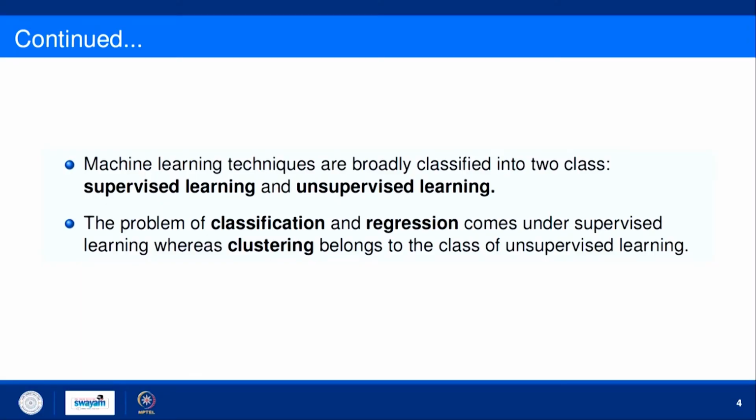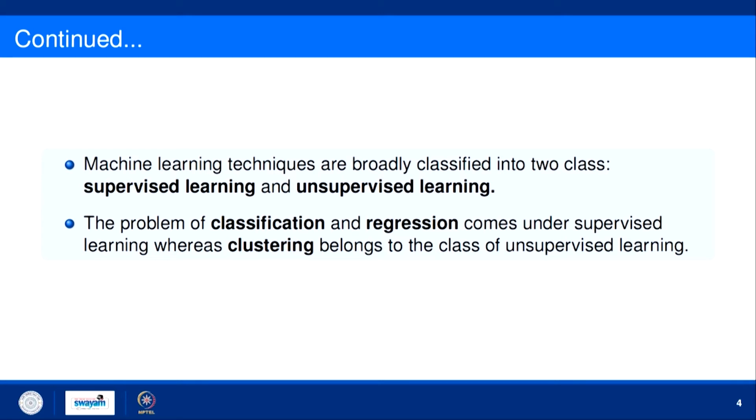Now machine learning techniques are broadly classified into two classes. Number one, supervised learning and number two, unsupervised learning. The problems of classification and regression come under supervised learning, while clustering belongs to the class of unsupervised learning. We are not going into much detail of this topic. We are focusing in this lecture on support vector machine. So this is simply an introduction to machine learning.